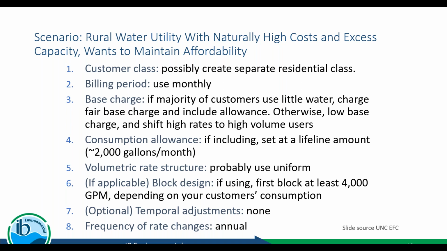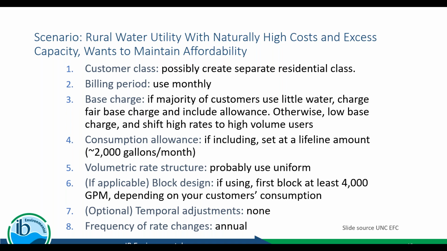Billing period: we've seen usually it's monthly or bi-monthly. Quarterly is also common. I would say ideally utilities should move towards a monthly billing period. So that's how often they send their bills out. And some of them will say that their billing software won't allow that.